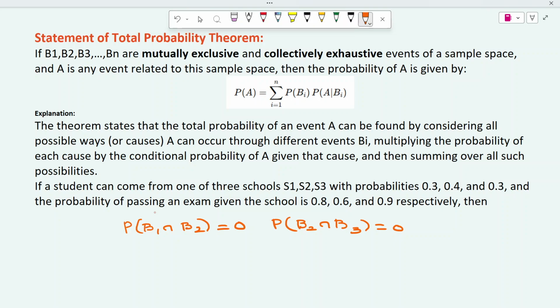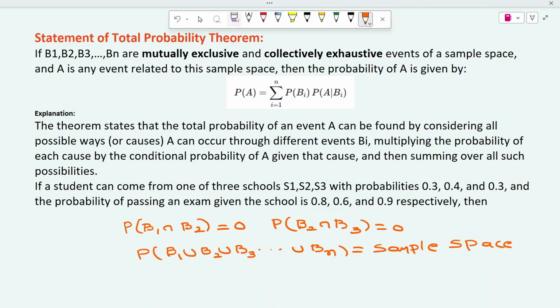Collectively exhaustive means if we take the union of all those, b1 union b2 union b3 and so on up to union bn, that is nothing but the sample space. So if we take the union of all those, we will get the entire sample space. This is what is meant by mutually exclusive and exhaustive events of a sample space.